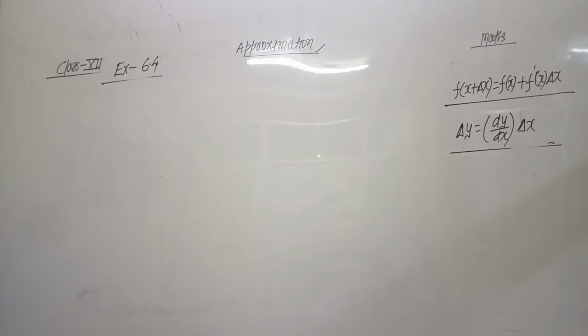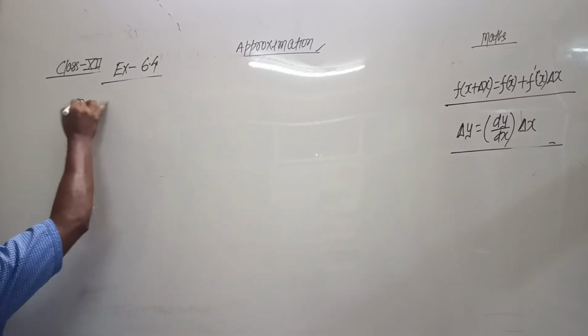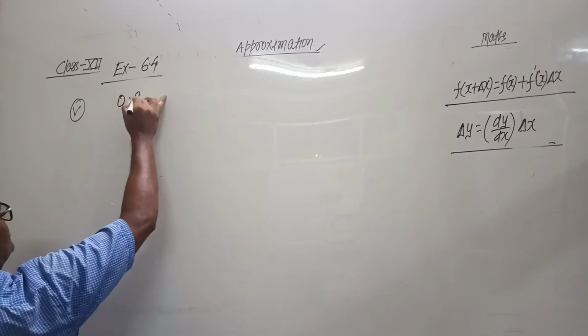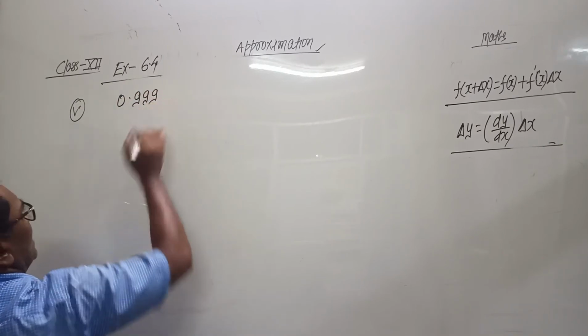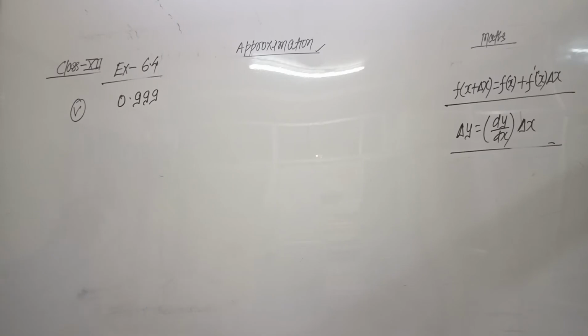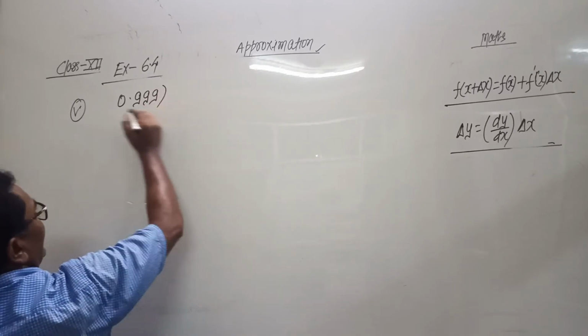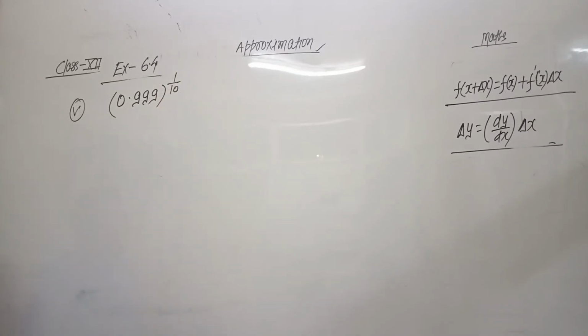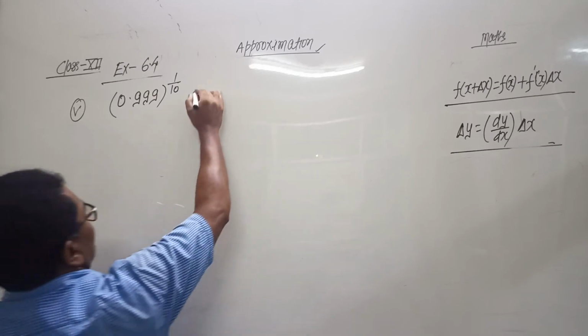Now the next question. This is the fifth part. And the question is 0.999 whole raised to the power 1 by 10, the 10th root. So we have to select the value of x and delta x.